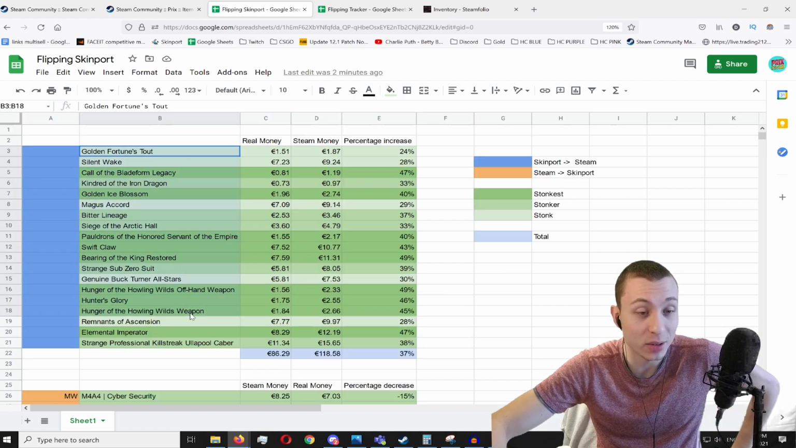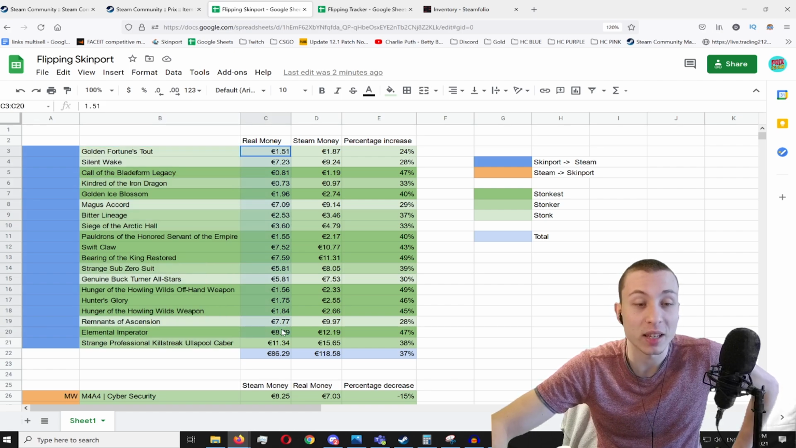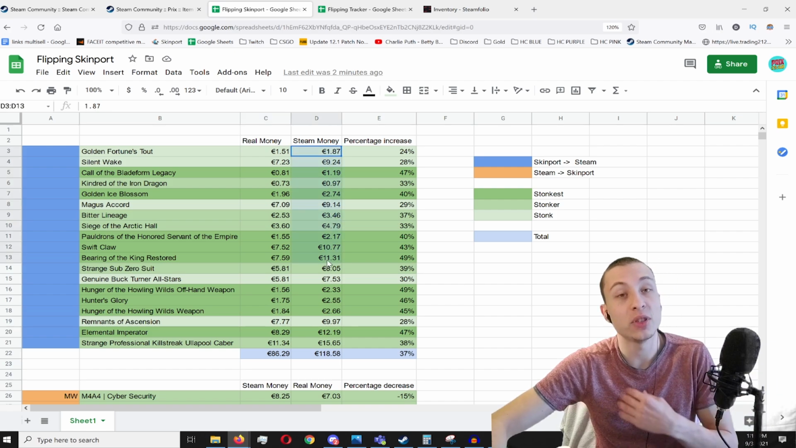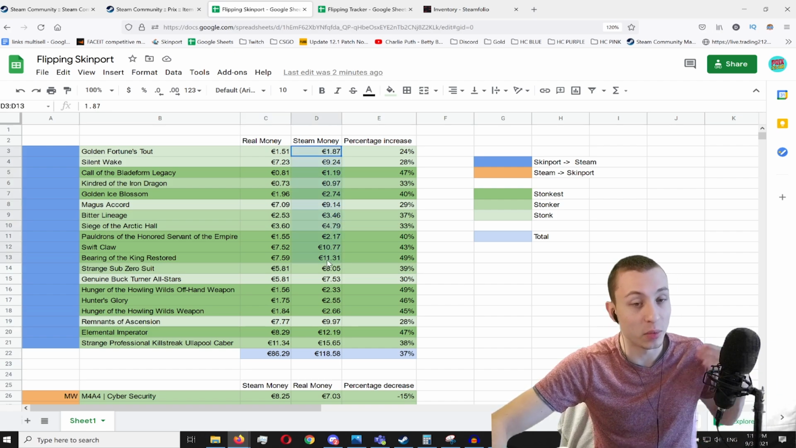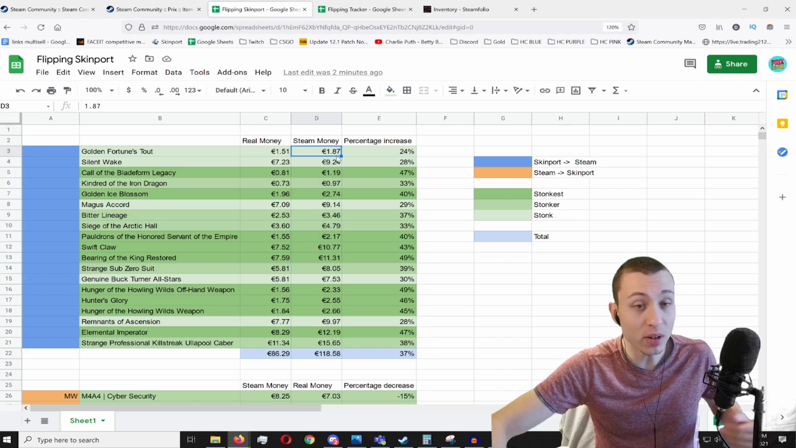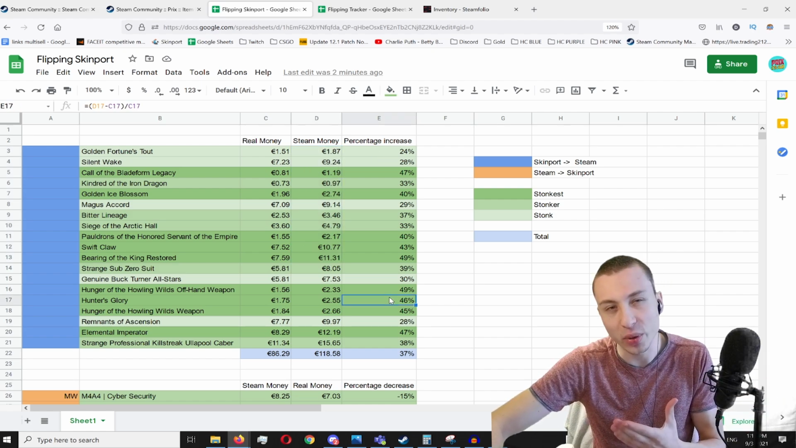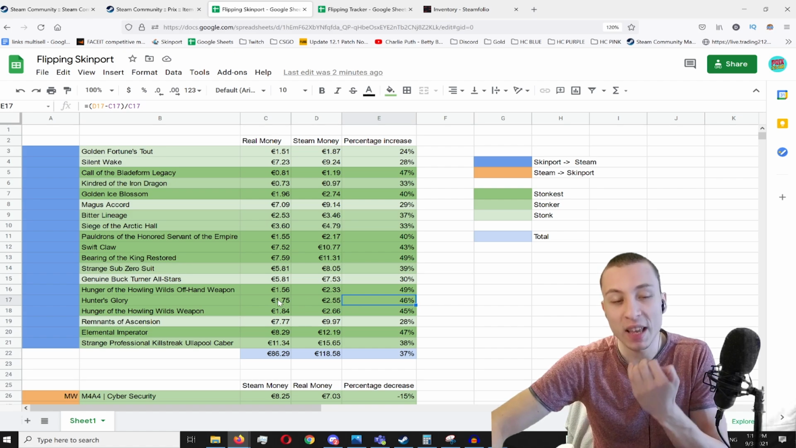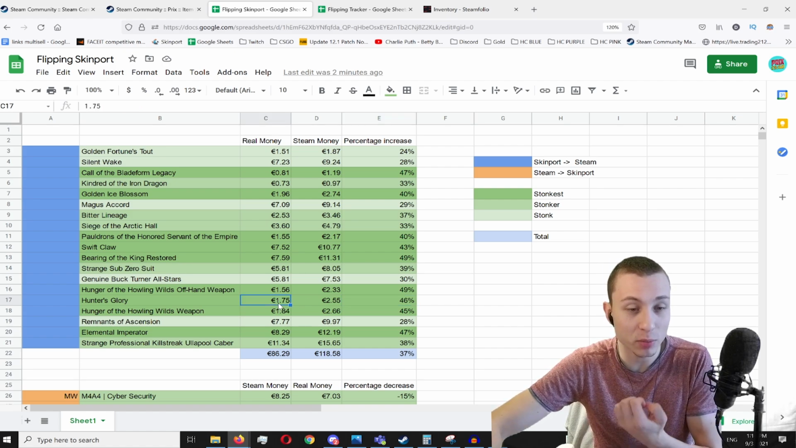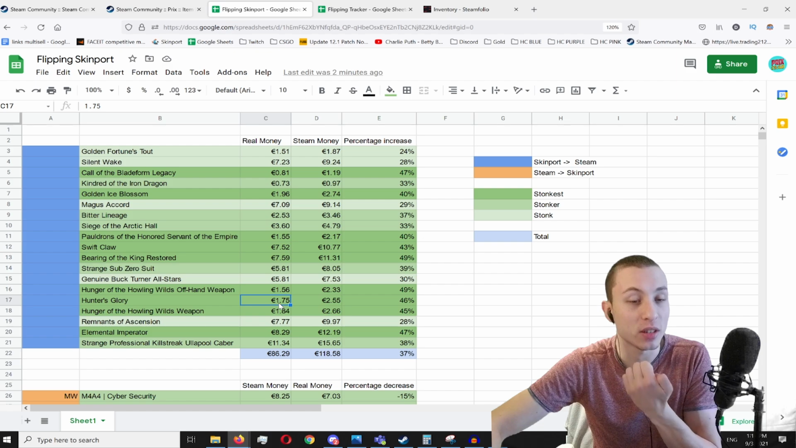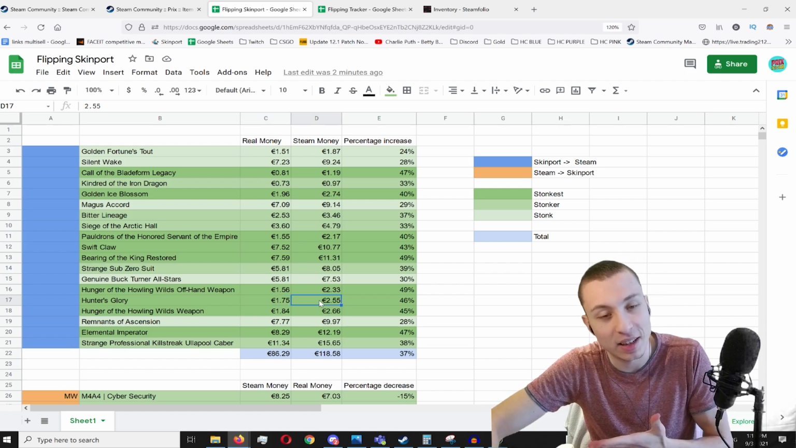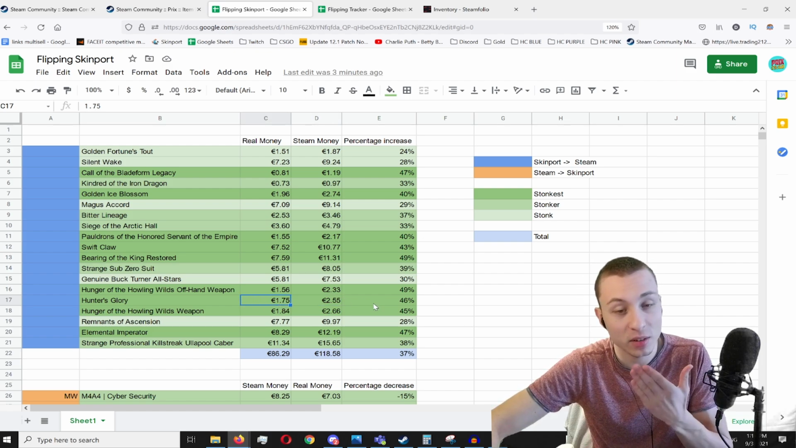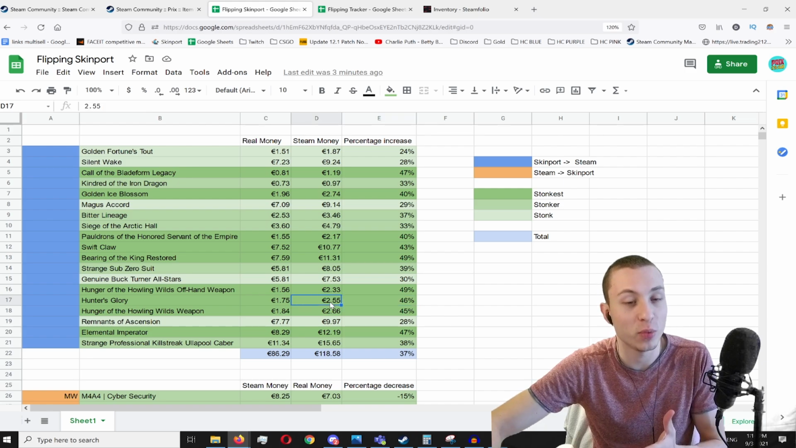And now let's break down the table. First we got the names for these items, then we got the amount spent in real money to buy each of these items, the amount gotten after the Steam tax when we sold this item on Steam. This is the amount right here. And then we have the percentage increase, which basically means by how much the initial amount, which is the initial investment, how much it grew to achieve the ending amount. So 1.75 grew by 46%, we got 2.55.